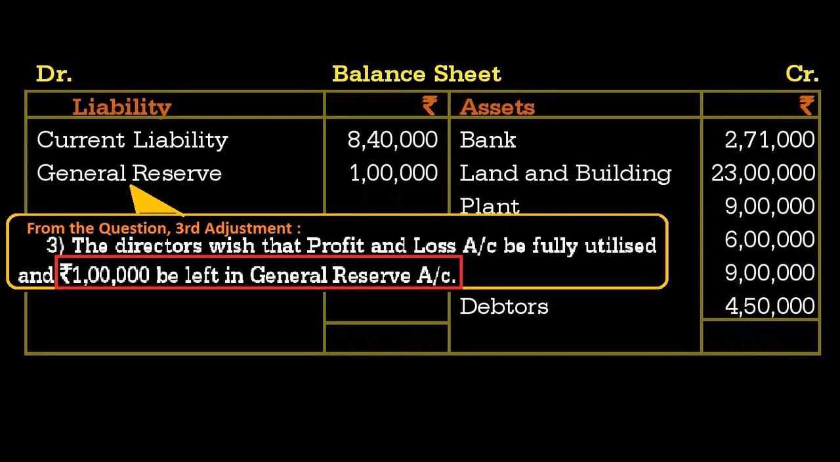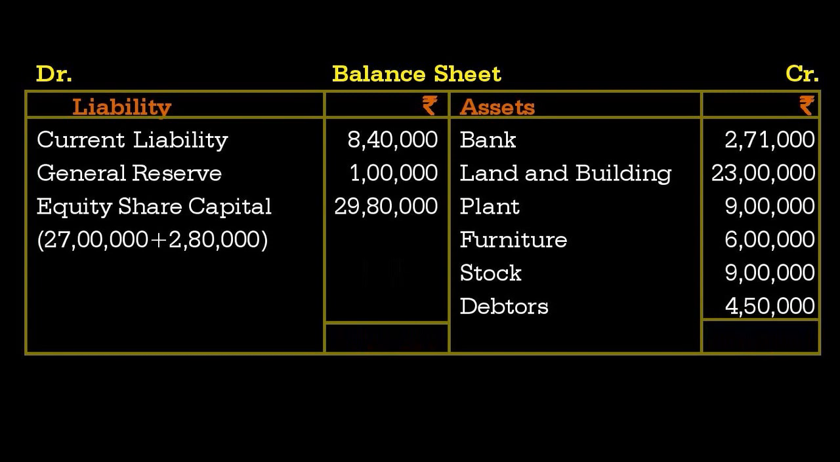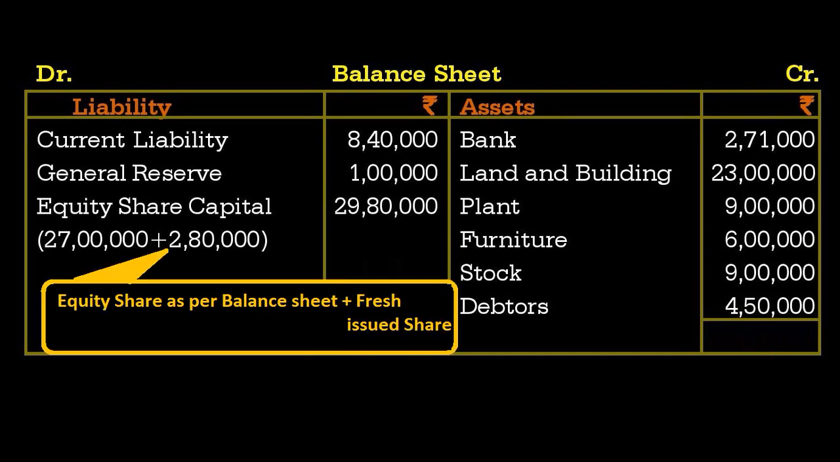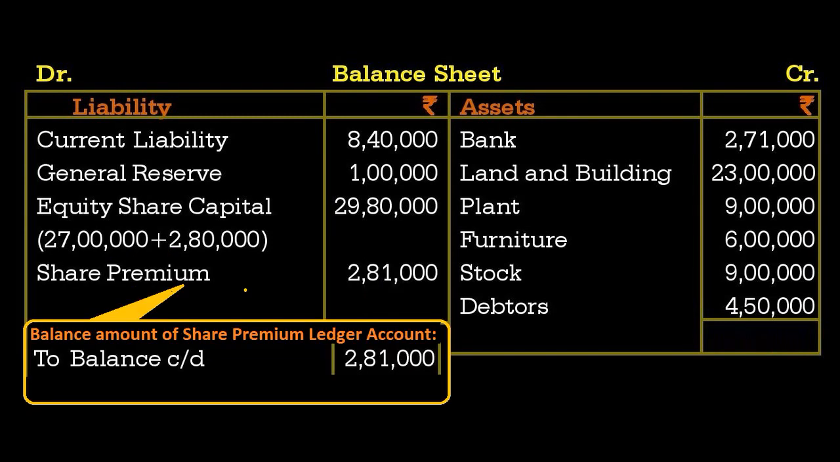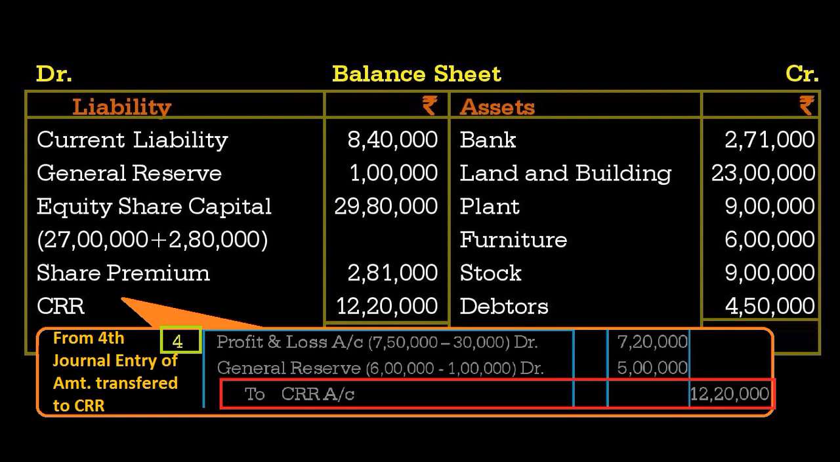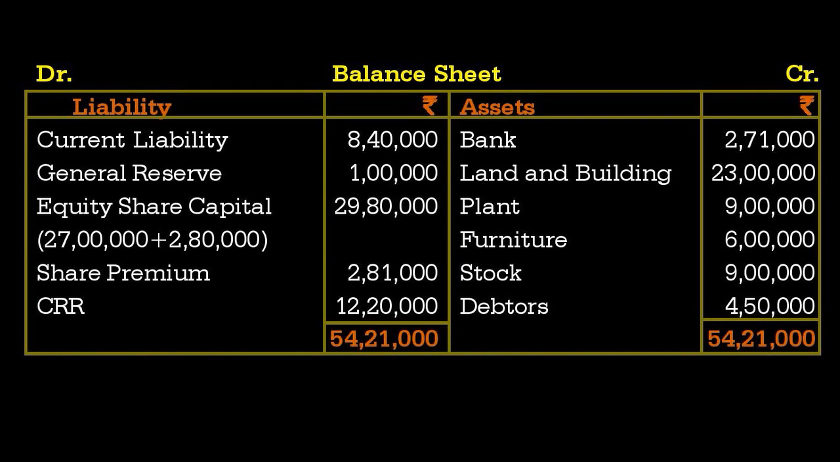General reserve. We are going to continue with 1 lakh rupees balance, so that we have written. Equity share capital is the new balance of your equity capital along with the fresh shares, that is 29,80,000. Share premium, see the final balance 2,81,000, that will be transferred. Then CRR account. See the fourth journal entry: profit and loss account 7,20,000 and 5 lakh, together 12,20,000, that is CRR 12,20,000. So balance sheet total is 54,21,000.